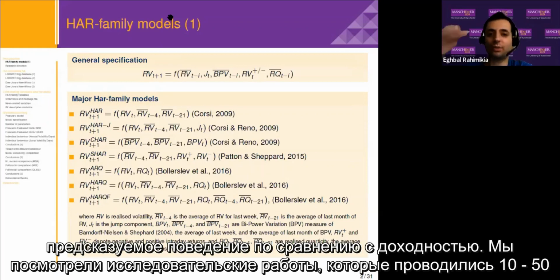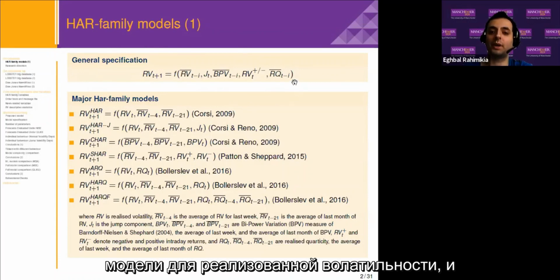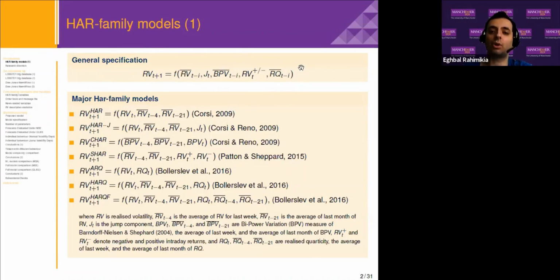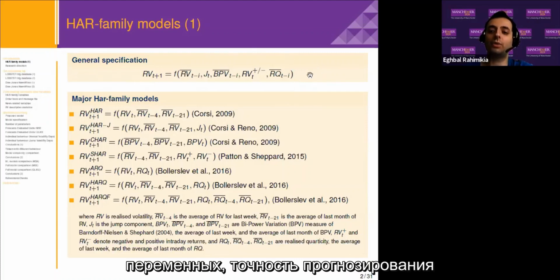When we check the research from 10 or 15 years ago, we have different types of models. We call them the HAR family of models. These models are quite simple for realized volatility, and research shows that they work well, even if they are simple and even though they are not using many variables, the forecasting performance is quite good.